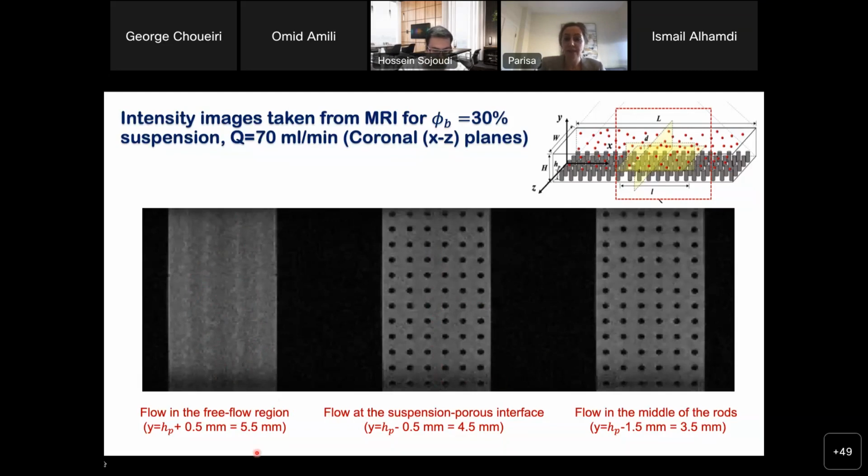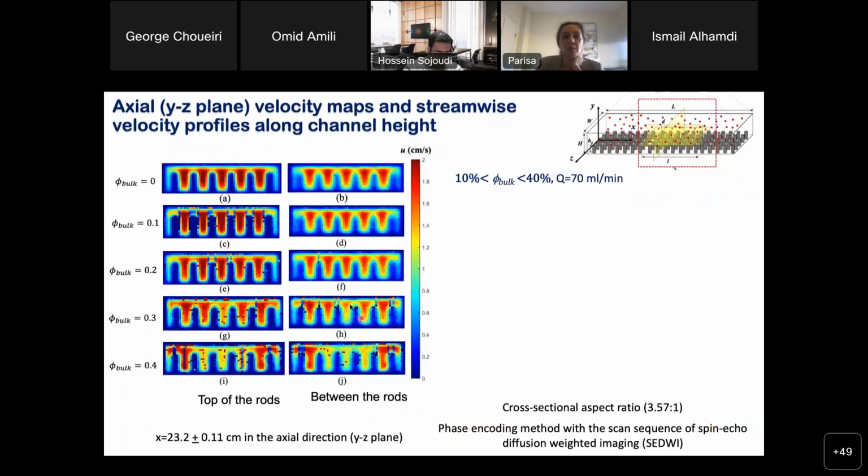So we then did some analysis, and here are some of those axial velocity maps where we analyzed the flow, and this shows the particle migration and the velocity of the particles. As you can observe, for the pure fluid case, which is the concentration of 0, and also 10% and 20% concentration, we could see the maximum of velocity inside the free flow region and also in between the rods.